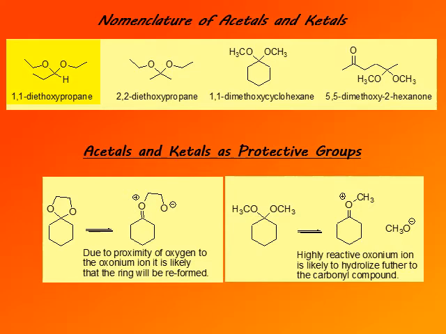Here is first example of an acetal. So longest chain here has 3 carbons, so this is propane. And on carbon 1 we have 2 ethoxy groups. So this is 1,1-diethoxy propane. Next compound is a ketal. It's again propane, but now 2 ethoxy groups are on carbon 2. So this is 2,2-diethoxy propane. Third example is another ketal, now on cyclohexane ring.